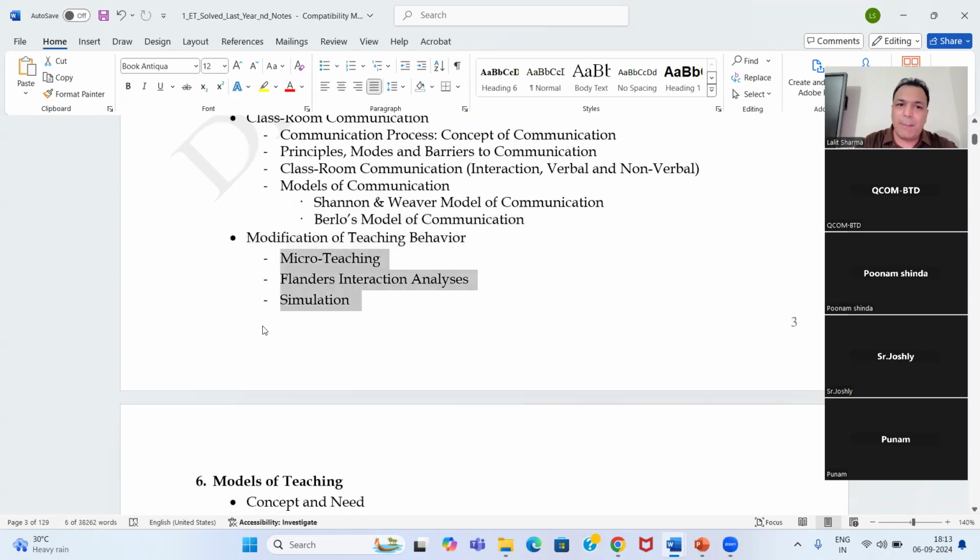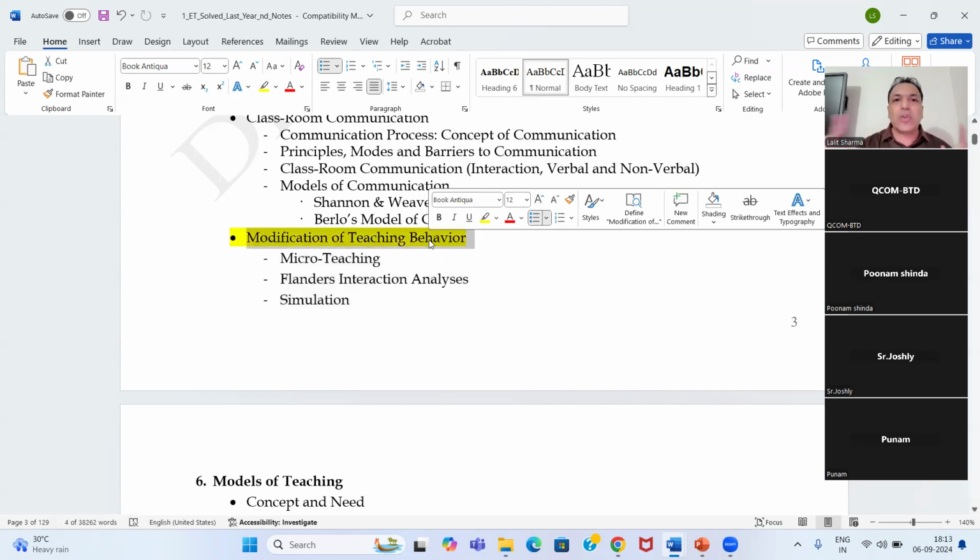So these are three parts: micro teaching, Flanders interaction analysis and simulation. Okay, last year paper you can see that question has come from the micro teaching. Okay, last to last came from the Flanders interaction analysis system or simulation. These three are here. You should know that modifications of teaching behavior means it is talking about the modifications of the teacher's behavior. Okay, because the outcome of the student depends upon the teacher.